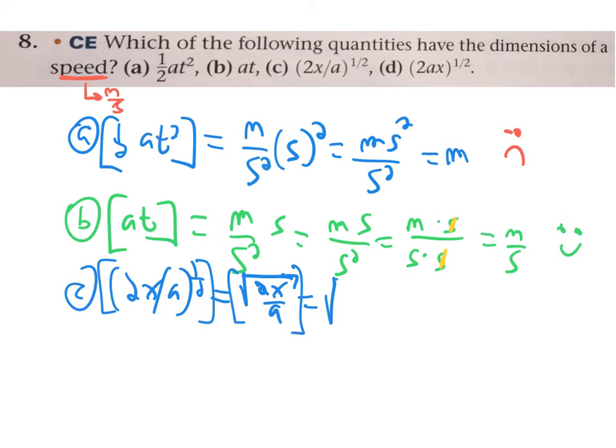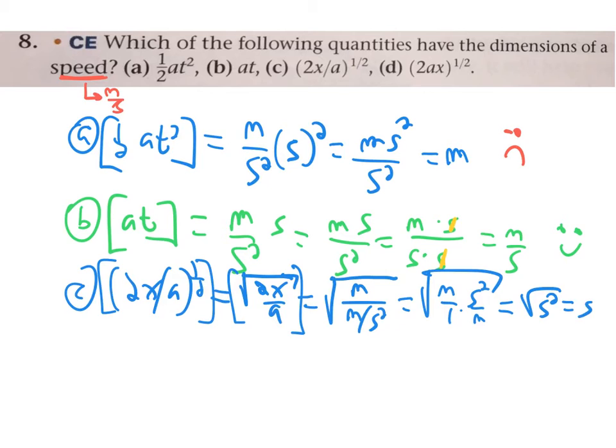2 has no units, so I have the square root of just meters over meters per second squared. And then we end up with the square root of meters over 1 times seconds squared over meters, which is the square root of seconds squared, or just seconds. And sadly, that is not what we wanted either. So C does not satisfy.